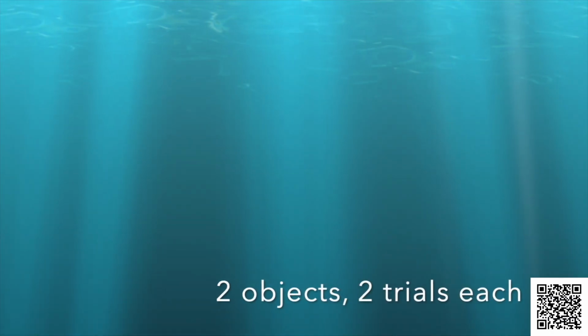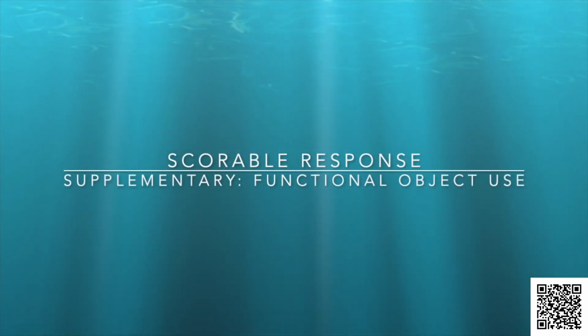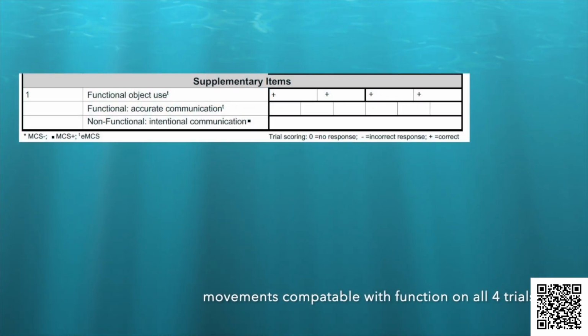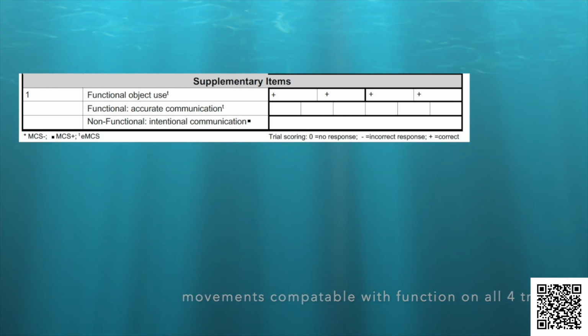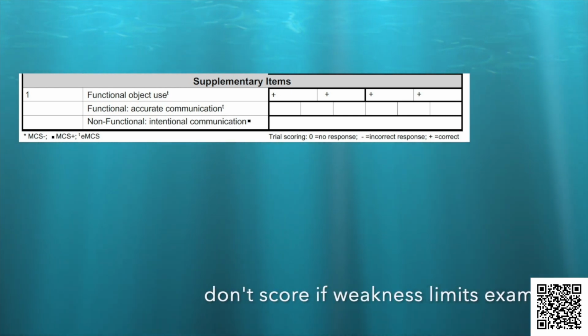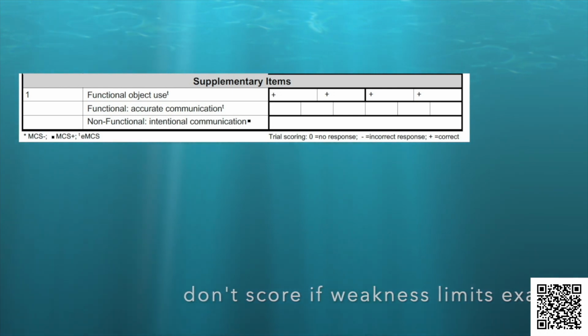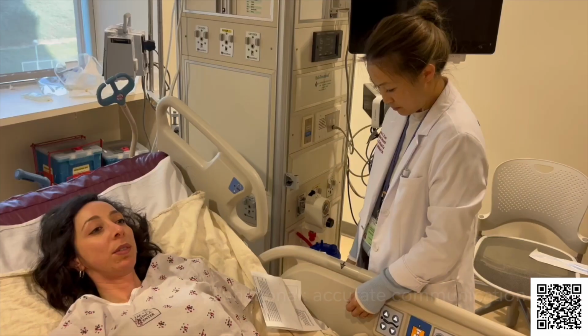Select 2 common objects and do a total of 2 trials with each object. A scorable response is when the movements are generally compatible with both objects' specific function on all 4 trials administered. If the patient is unable to hold the object because of neuromuscular involvement, this should be noted on the record form and the item should not be scored. Our new patient scored a 1 for functional object use, which is a sign of emergence from minimally conscious state.